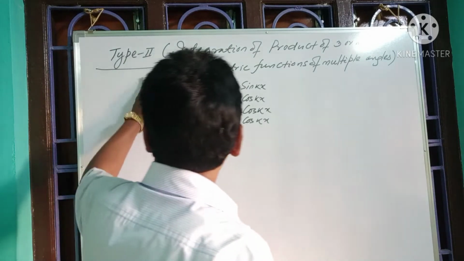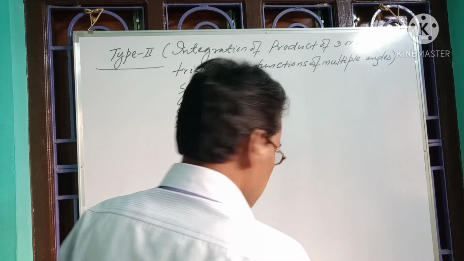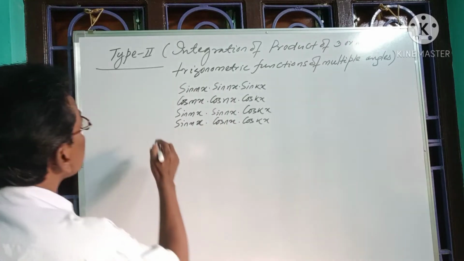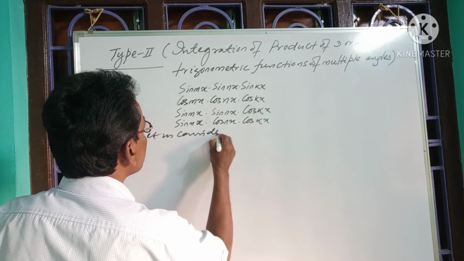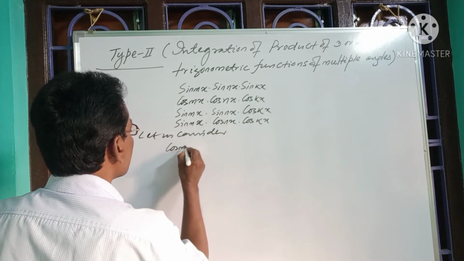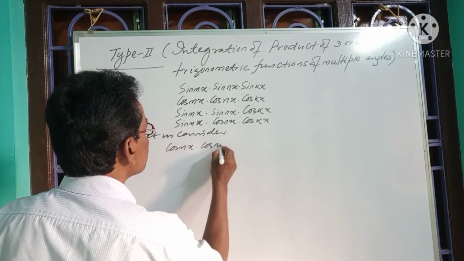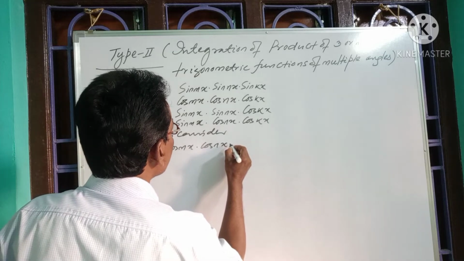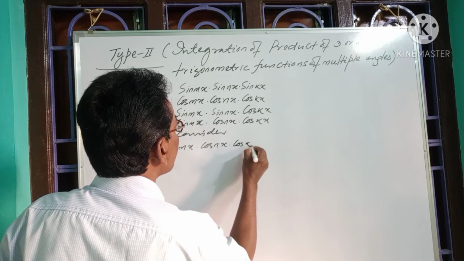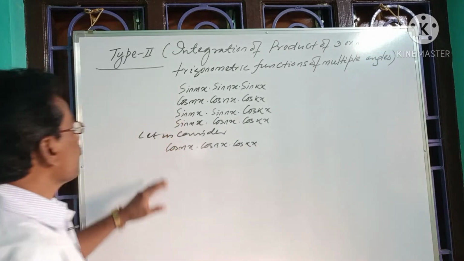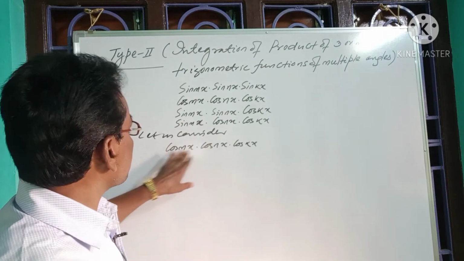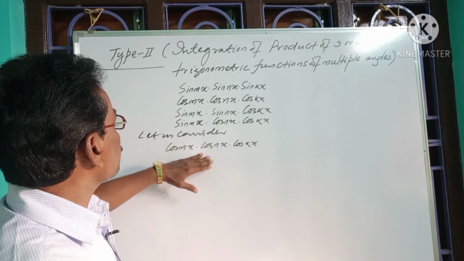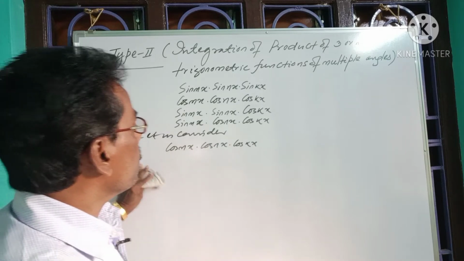Let us consider only one function, that is, cos mx into cos nx into cos kx. So we have a product of 3 trigonometric functions. These are not integrable, so in order to integrate, we have to make an adjustment.